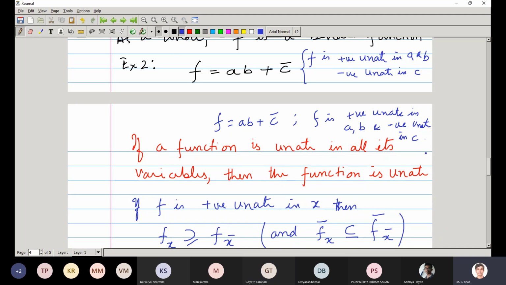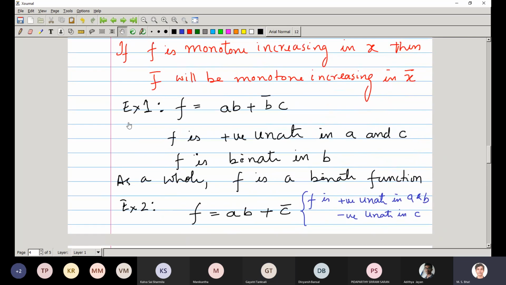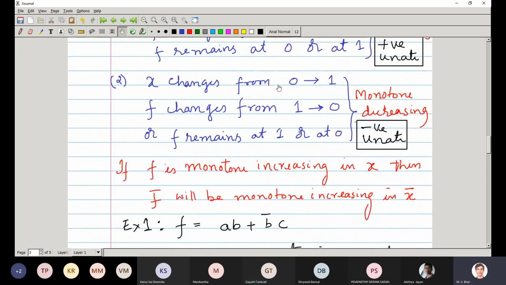Yes, that is what I mean by this. This sentence means that it need not be only positive unit in all variables. Okay, but sir, suppose a and b are 0 and c goes from 0 to 1. Yes. Then f goes from 1 to 0. Yes. It is a negative unit. That is what is meant by negative unit.